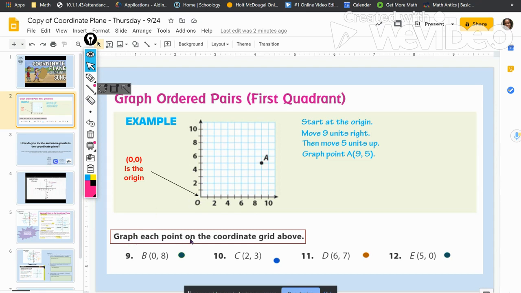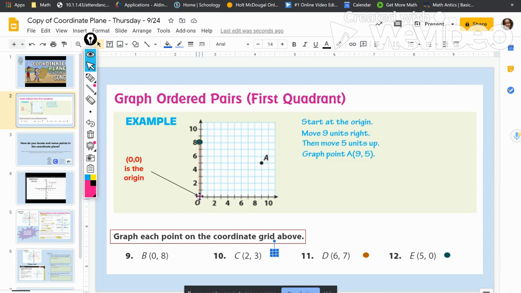I wanted you to graph each point on the coordinate grid above. So my first point B is 0, 8. So I'm going to start at the origin, 0 for my x, so I'm not going to move left or right. For my y, it's 8, so I'm going to move up 8.